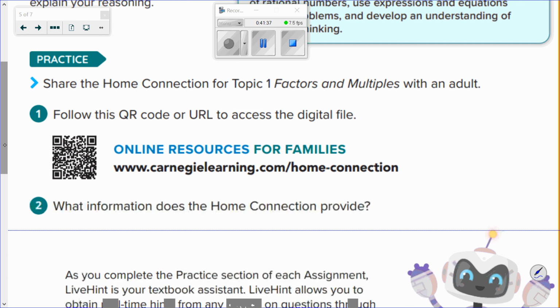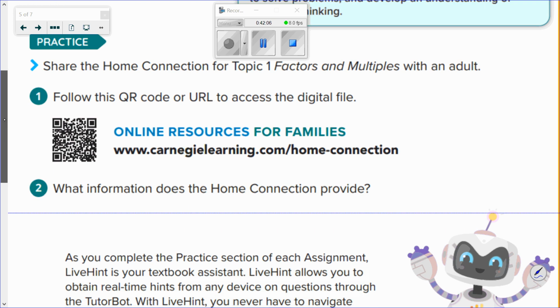Practice. Share the home connection for topic 1, factors and multiples, with an adult. You're going to follow this. You can either scan this QR code. So you do that into a phone, it'll take you to the internet. Or you can just go straight here. They gave you the URL to put it into the computer. What information does Home Connection provide? So in other words, once you get to this website, what information do you see?